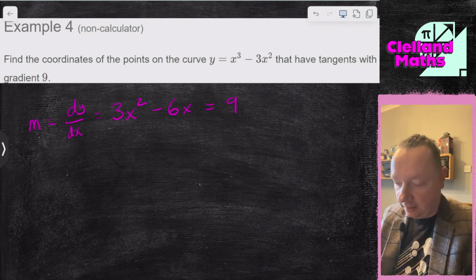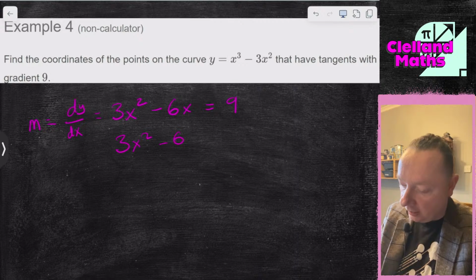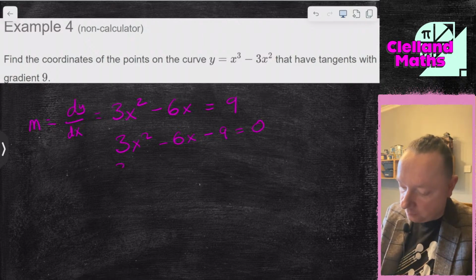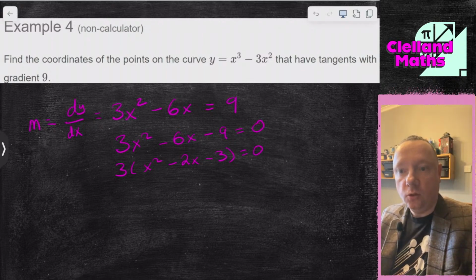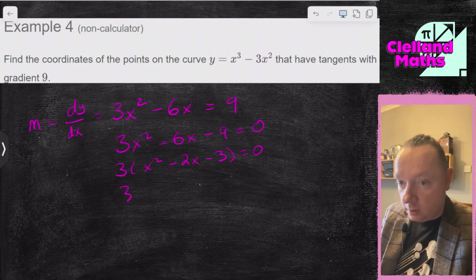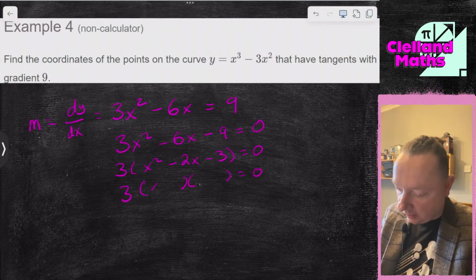Well, that's a quadratic. So quadratics need to be equal to 0. So I'll make it equal to 0. Common factor first is 3. x squared minus 2x minus 3, 3 3s is 9. And then we need to factorize that as well. So I'm going to factorize that by going double brackets. x and x. 3 and 1. So we've got 3 times 1 is 3, minus 3 plus 1 is minus 2. So therefore, x equals minus 1 and x equals 3.